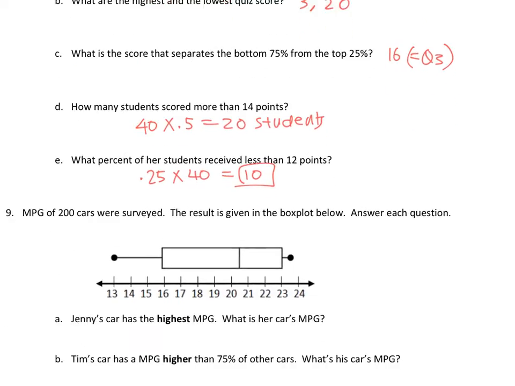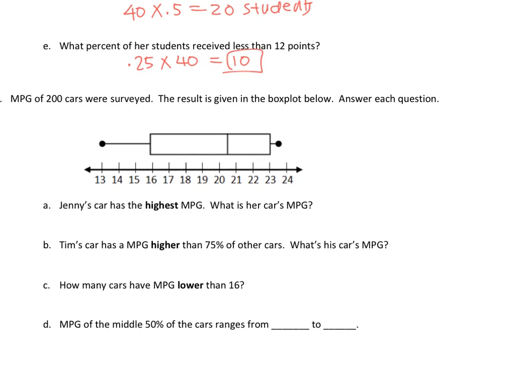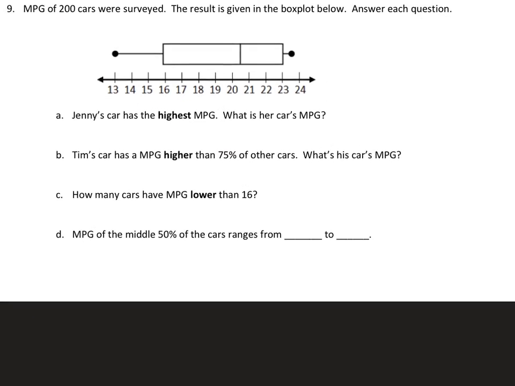The next question, there is a graph. I'm going to have you finish this. Again, the interpretation of the graph is 25% of the data set. So 13 is the lowest number. 23.5 is the highest number. 25% of the data is here, 25% is here, 25% is here, 25% is right here. So these are more condensed in this part. So they ask a bunch of questions. So I'm going to have you pause and finish this question. I think that's it for this worksheet.